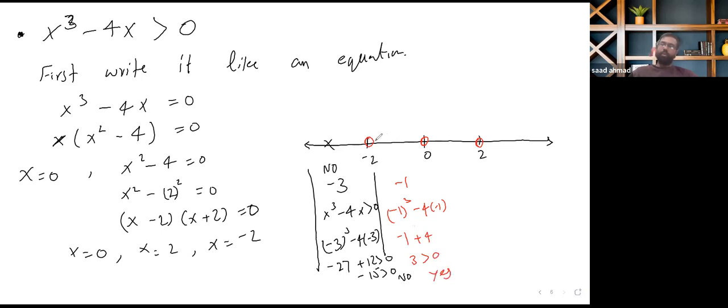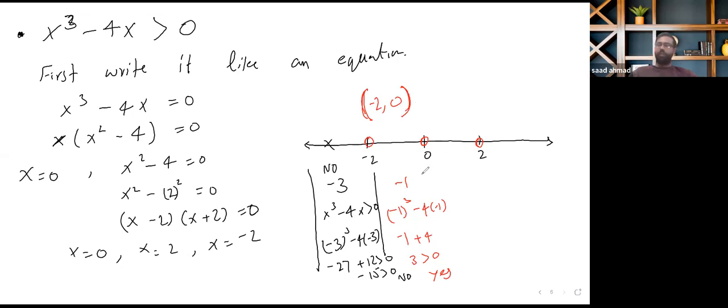So this portion here is the part of the solution, right? This interval here is the part of the solution. So how can we write it? We can also write it from minus 2 to 0, with both ends open, like there. Now again we pick something from here.